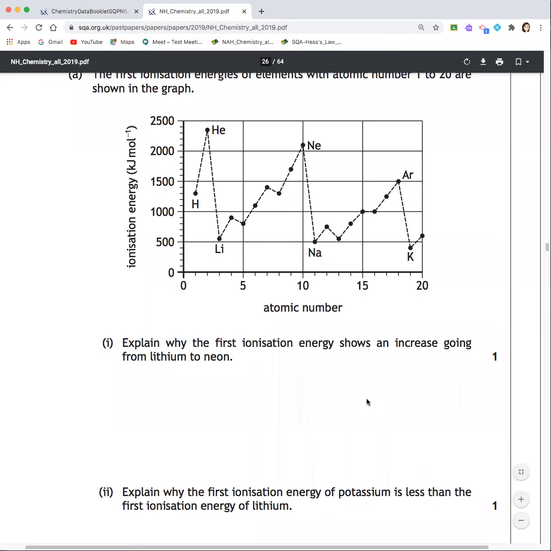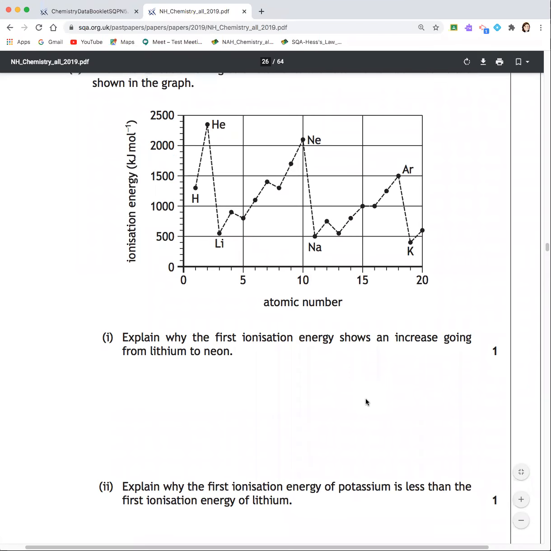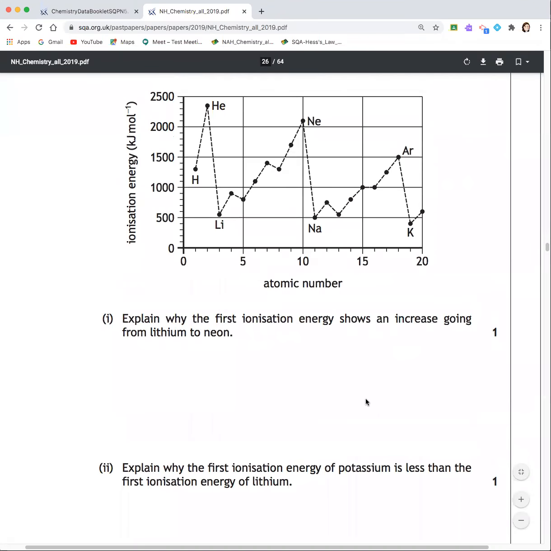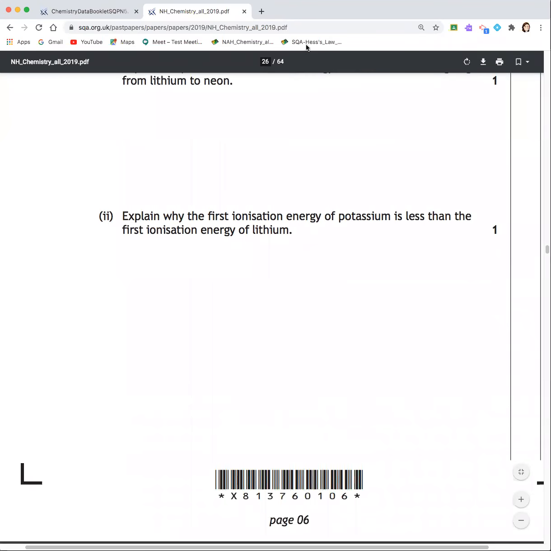And then part 2, explain why the first ionization energy of potassium is less than the first ionization energy of lithium. So if you look at where lithium and potassium are in relation to each other in the periodic table, they are in the same group. So potassium is further down the group than lithium. So down a group, it's always to do with the number of occupied shells, either causing more shielding, or the electrons being less tightly held. So the electron arrangements of these elements are as follows.